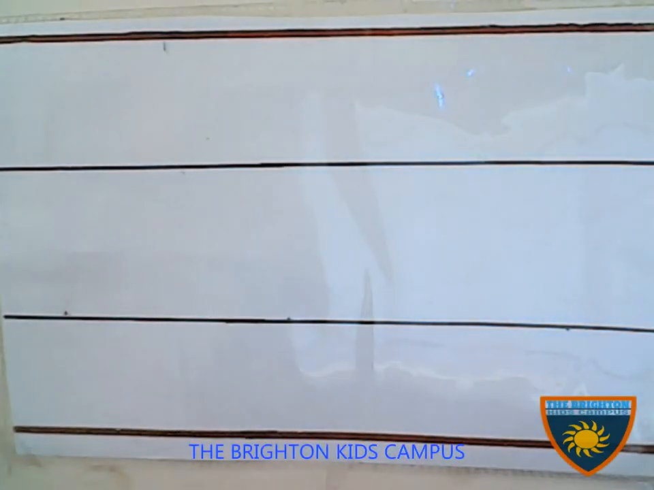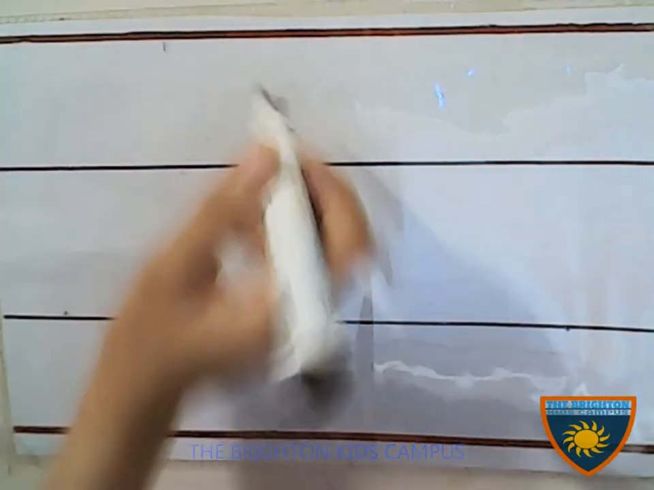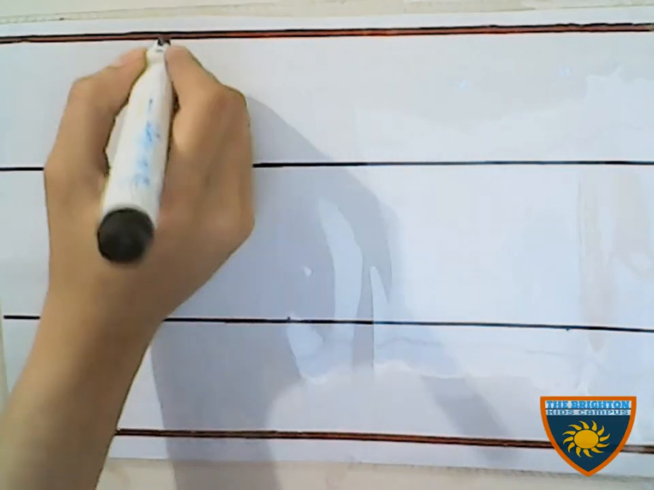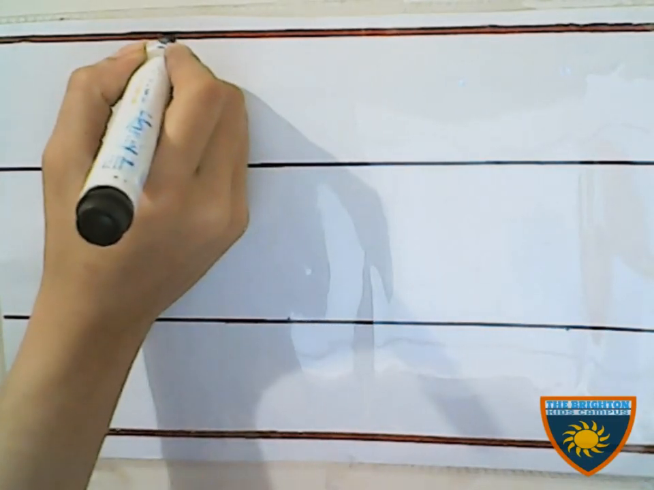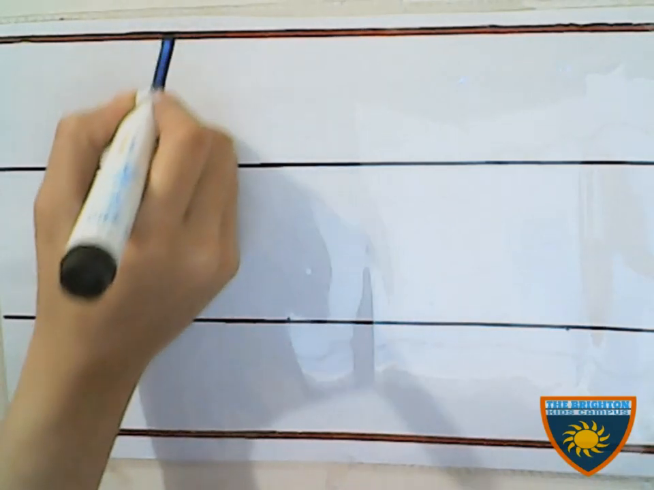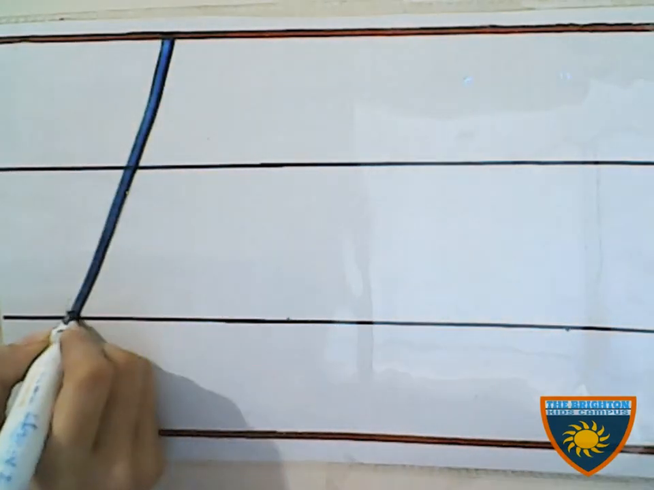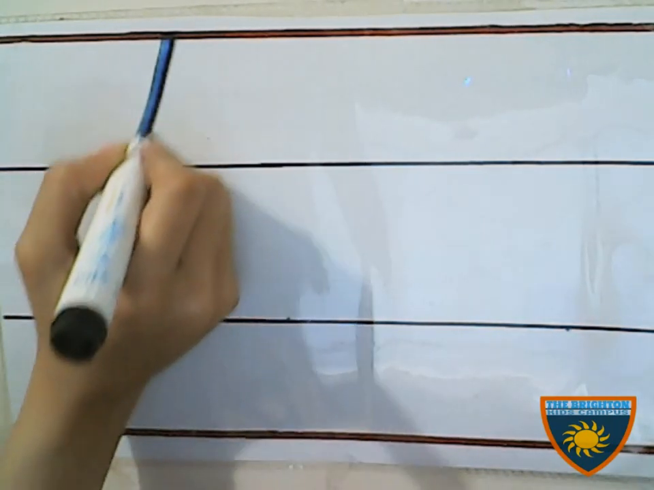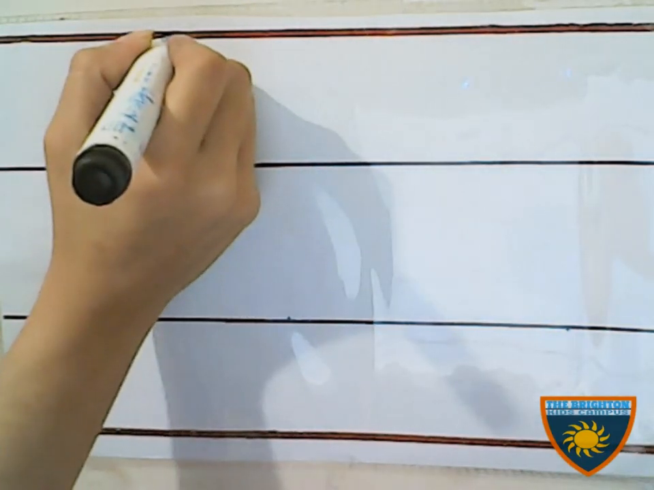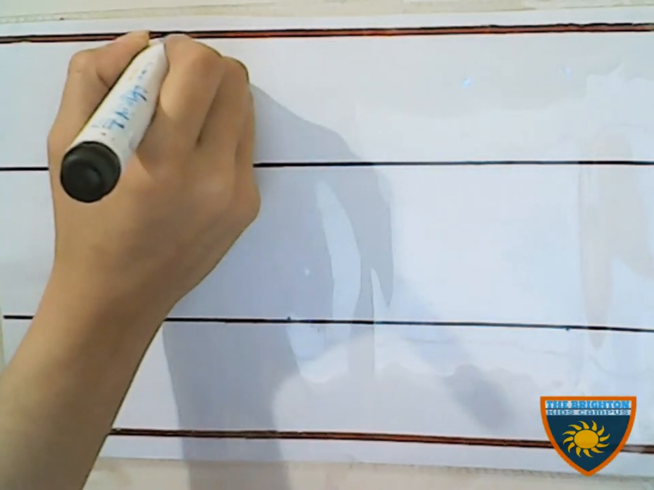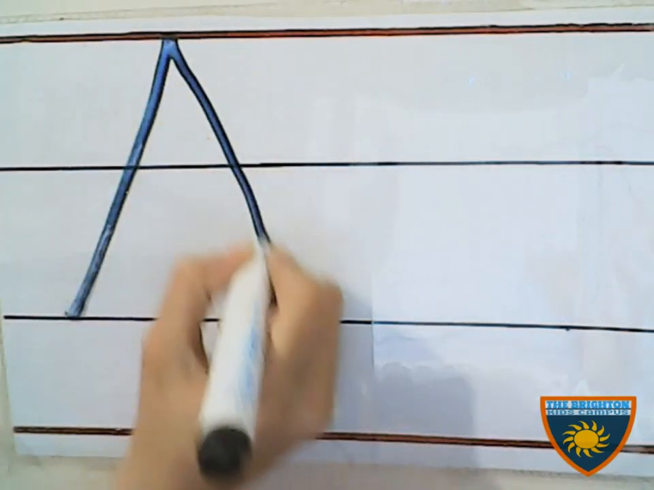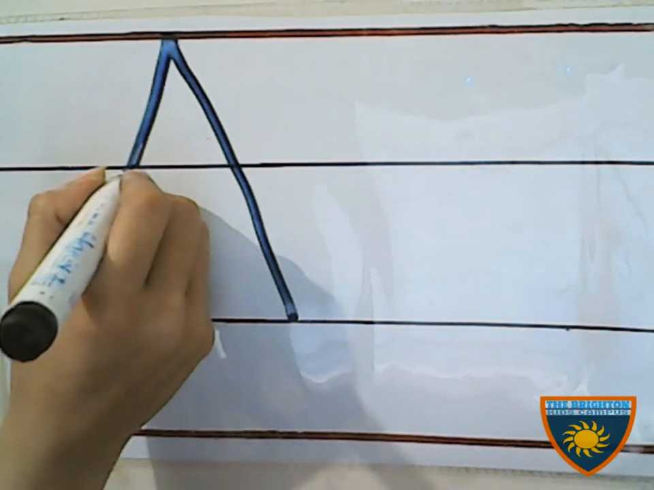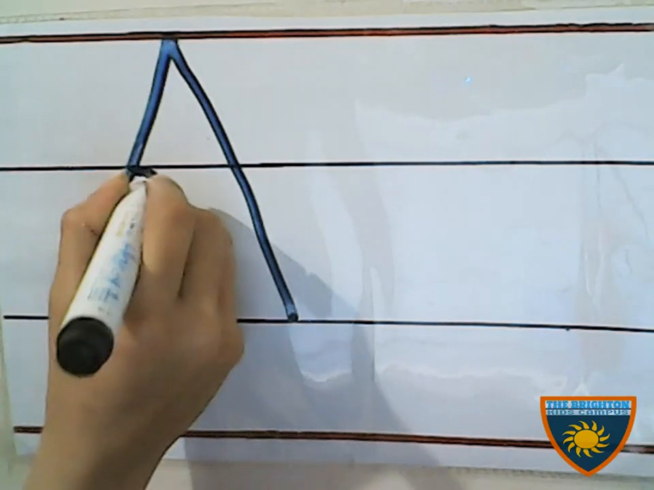Hi kids, welcome to the classroom. Let's learn how to write the letter A. To write letter A, we will start at the top. Then we will go down like this. Then go back to the top and go down again the other way. Then we will go to the middle and go straight across.